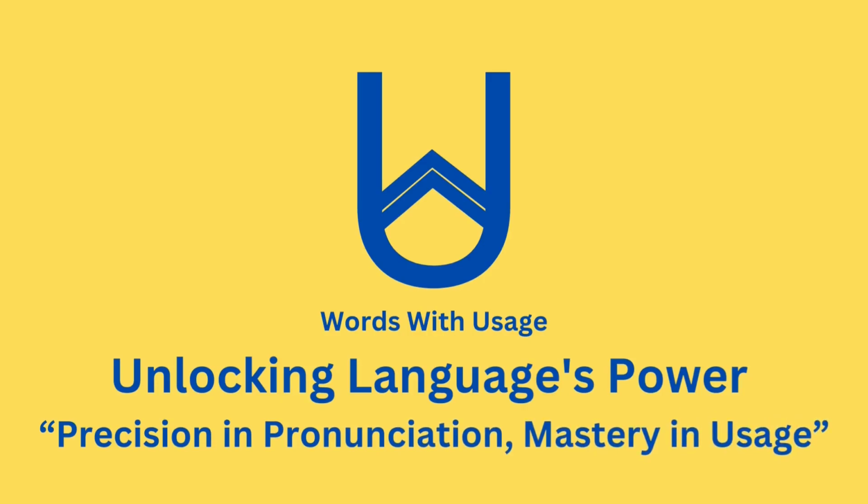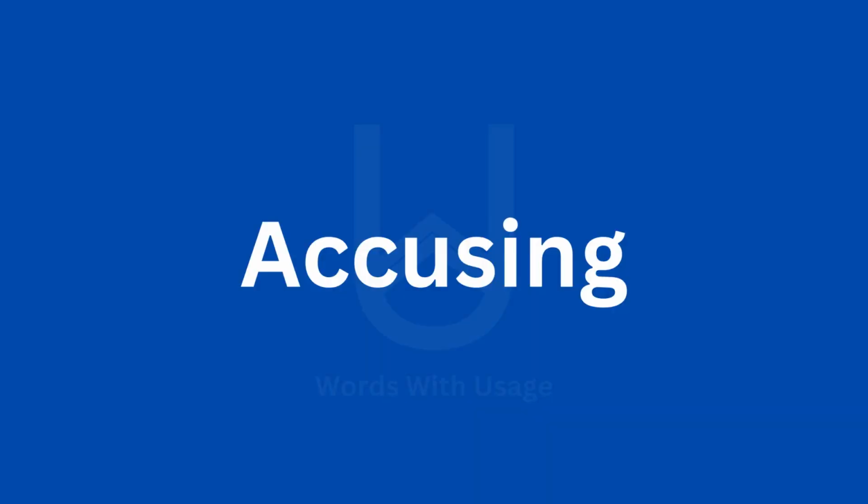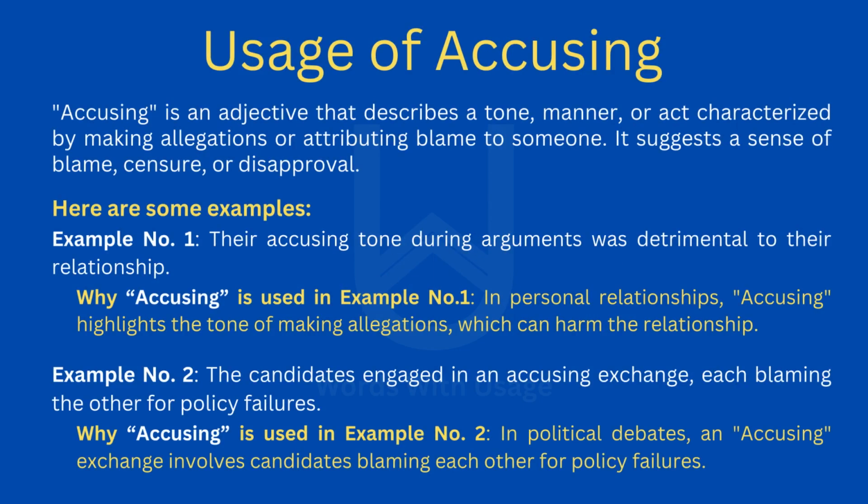In this video, the word is accusing. Accusing. Accusing is an adjective that describes a tone, manner, or act characterized by making allegations or attributing blame to someone. It suggests a sense of blame, censure, or disapproval.